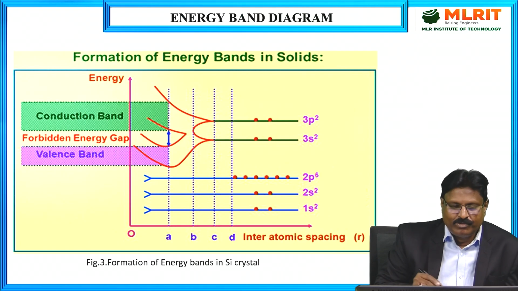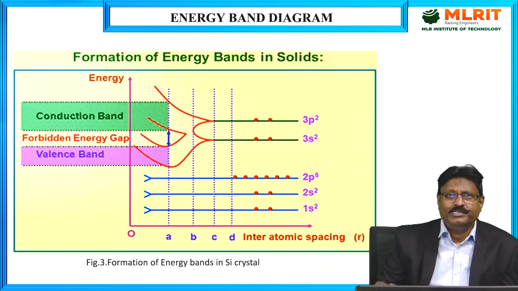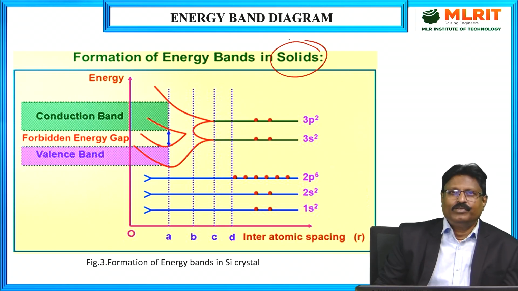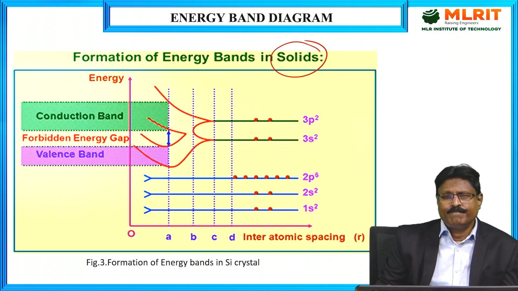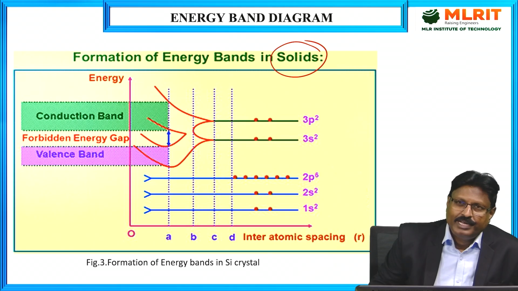Now let us discuss how this energy band diagram is formed in a solid. Let us take a silicon solid. As you know, the silicon solid contains 10 to the power of 23 silicon atoms per cubic centimeter.